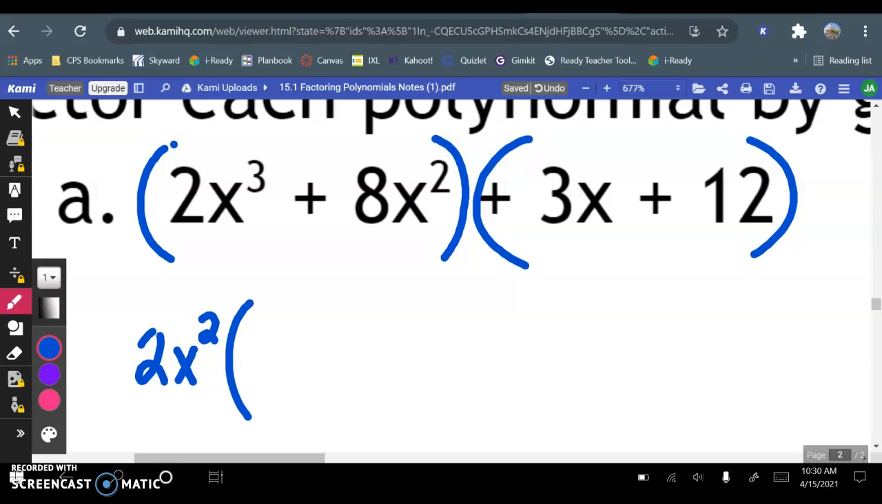Now we write what is left over. So 2 divided by 2 is 1, and x to the third divided by x to the second, we would just have 1x left. And then 8 divided by 2 would be 4, so we have a 4 left. And then x squared divided by x squared is 1, so no x's left over there.